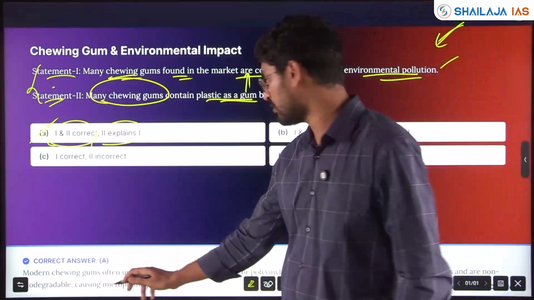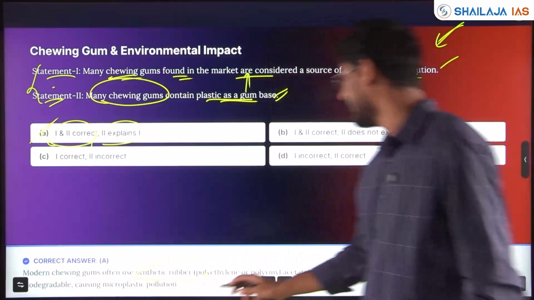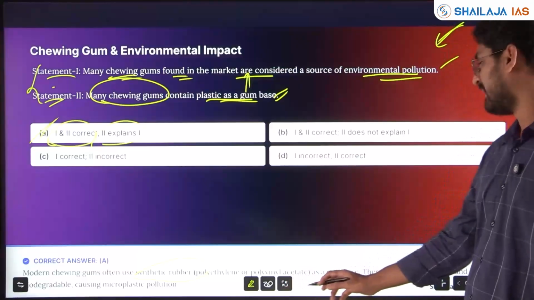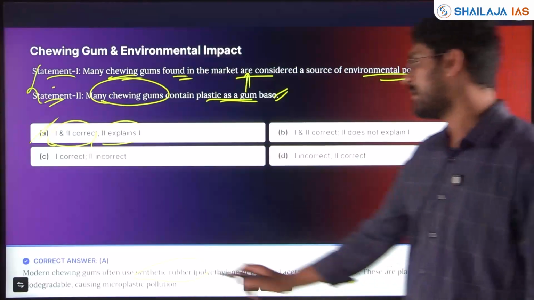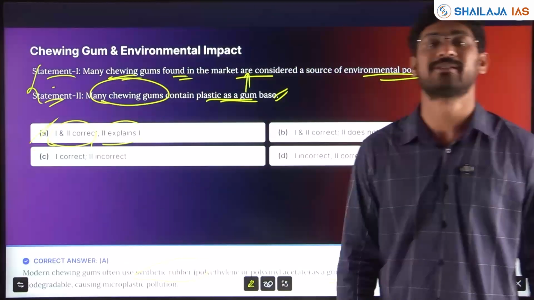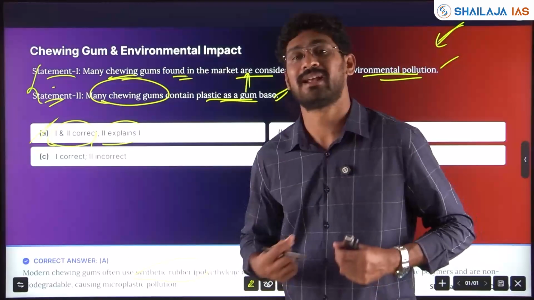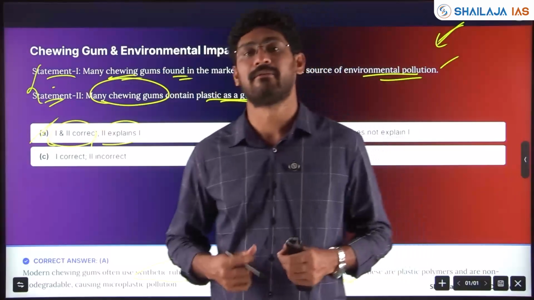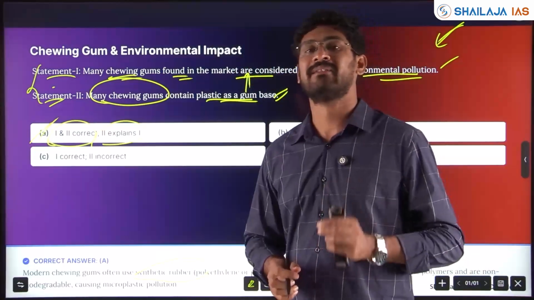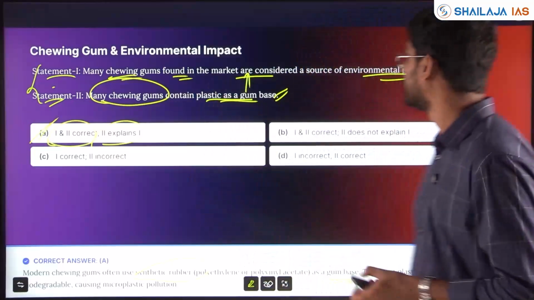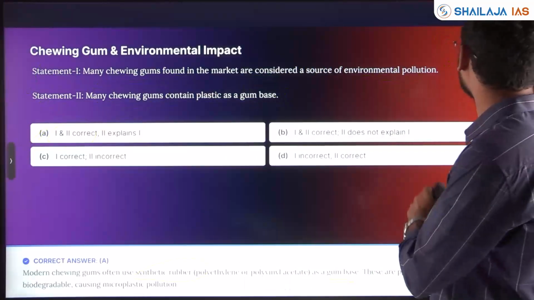Many chewing gums use synthetic rubber, polyethylene or polyvinyl acetate as a gum base. These are plastic polymers and are non-biodegradable, causing microplastic pollution as well as diseases like cancer in our body. So you have to be very careful while having chewing gum and bubble gums. This is the 2024 question.